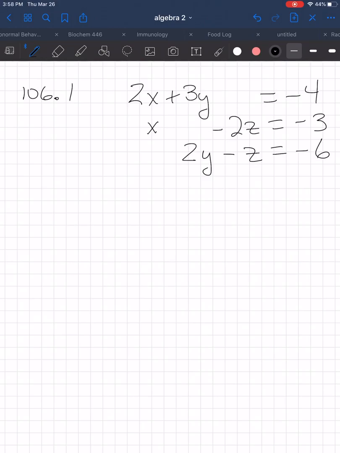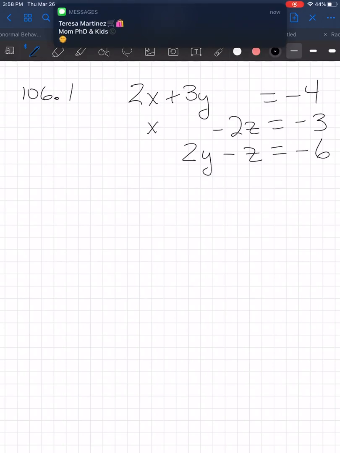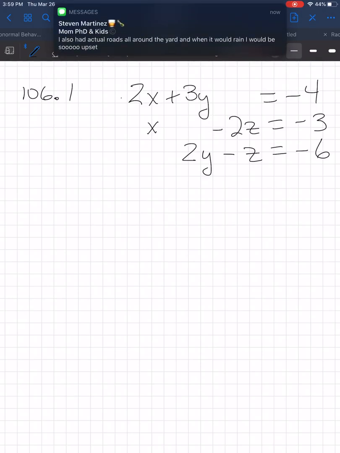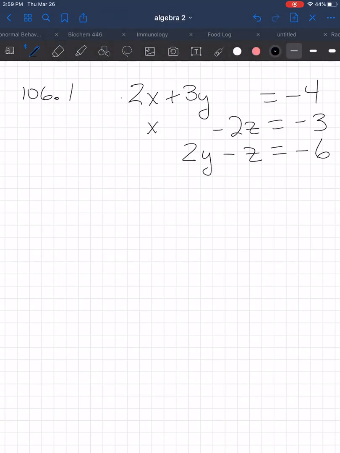All right, so before, what we had to do was eliminate one variable two different ways. I only have to eliminate one variable one way in this case, because if I work with these two equations right here and get rid of the x's, then I'll just have y's and z's, which is exactly what I have in this one. So then we'll be able to use substitution or elimination.